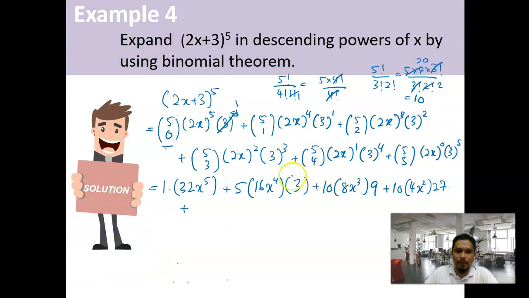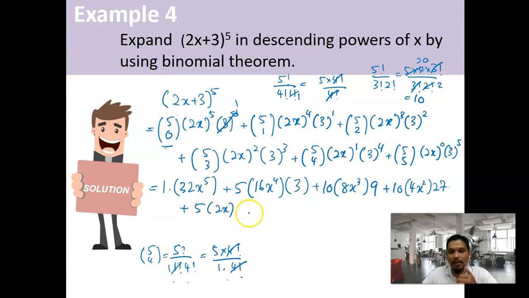5 choose 4, which is 5 factorial divided by 5 minus 4 equal to 1 factorial and r, which is 4 factorial. So 5 times 4 factorial divided by 1 factorial, and then 4 factorial here. So it gives you 5. Then 2x to the power of 1 times 2x and 3 to the power of 4. 3 squared is 9, cubed 27, power of 4 is 81.